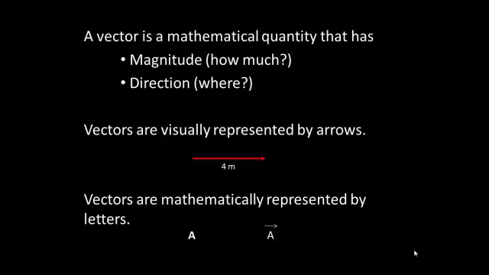Vectors are visually represented by arrows. The length of the arrow tells you the magnitude. The direction of the arrow tells you the direction. Vectors are mathematically represented by letters, either bolded letters or letters with an arrow over the top of them.